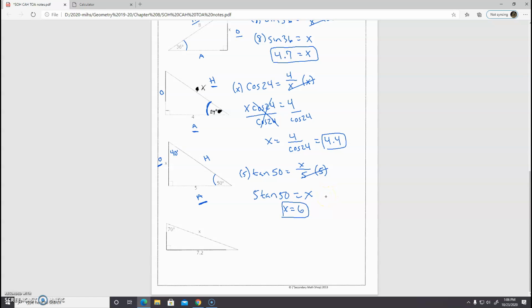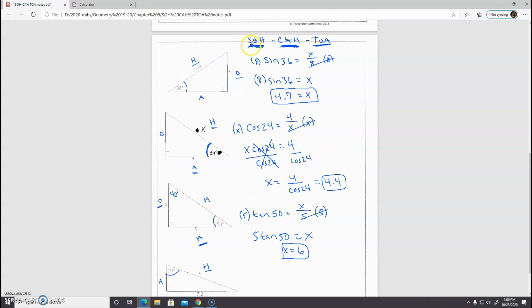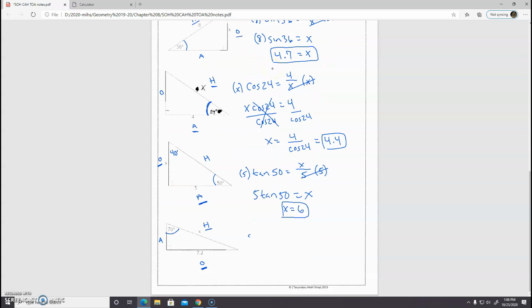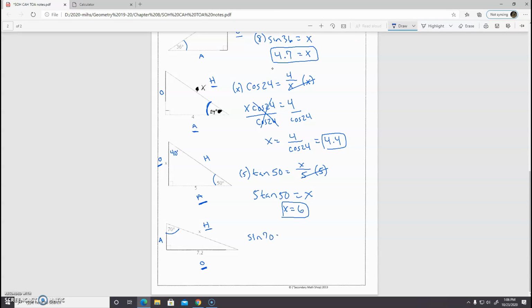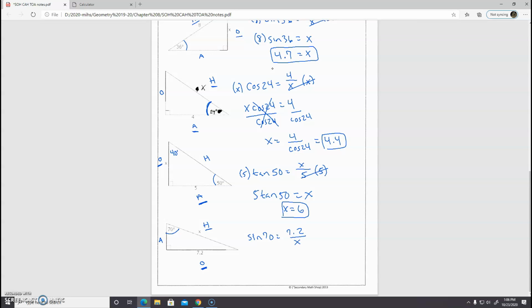All right, one more and then you're on your own. So we're going to label hypotenuse. All right, here's my angle, travel across, opposite, and adjacent. And then ask yourself what you have. You have opposite, right? We had opposite with 7.2. And we want the hypotenuse. Opposite and hypotenuse, we're using sine. So sine of my angle equals opposite over hypotenuse.